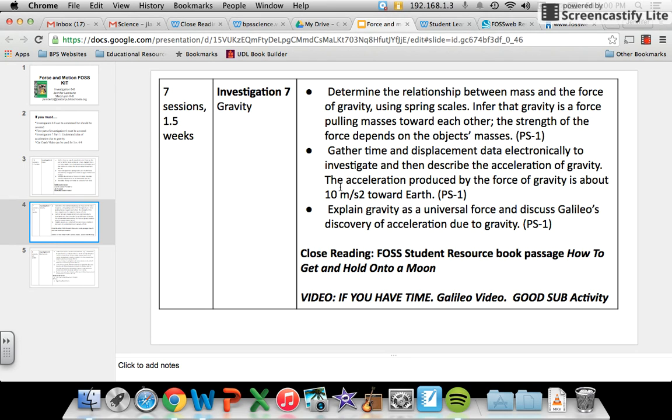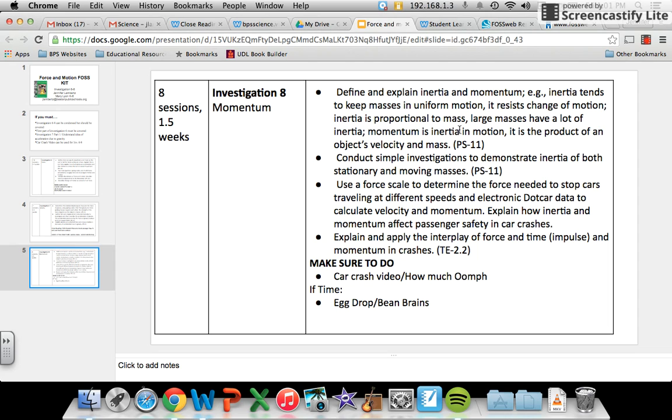The main idea here is that the acceleration produced by the force of gravity is about 10 meters per second squared, and that gravity is a universal force, and Galileo discovered the acceleration due to gravity. So you want to make sure that you're touching on these standards, but you don't, again, need to go through the whole investigation. And then finally, investigation 8, again, if you're able to do it completely, it would take you about a week and a half.